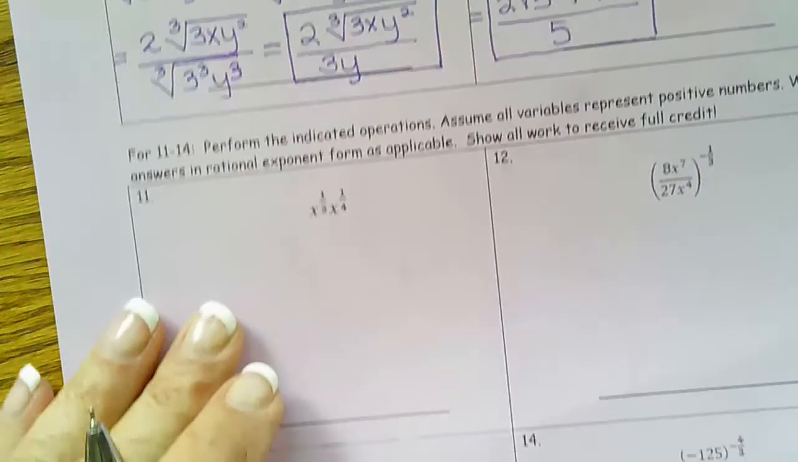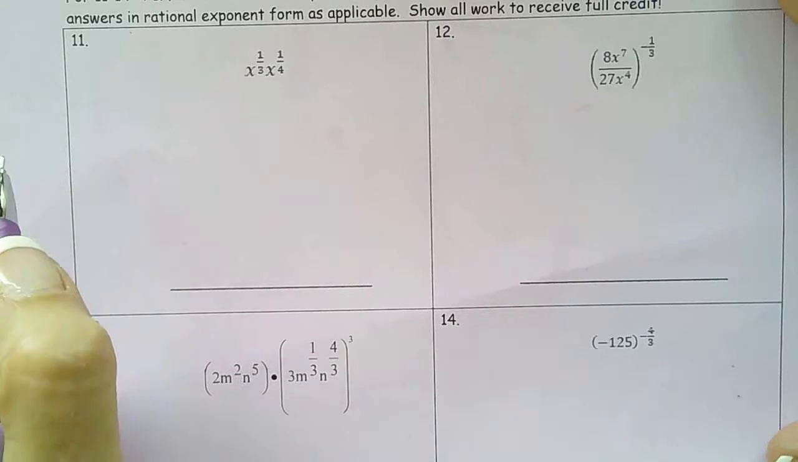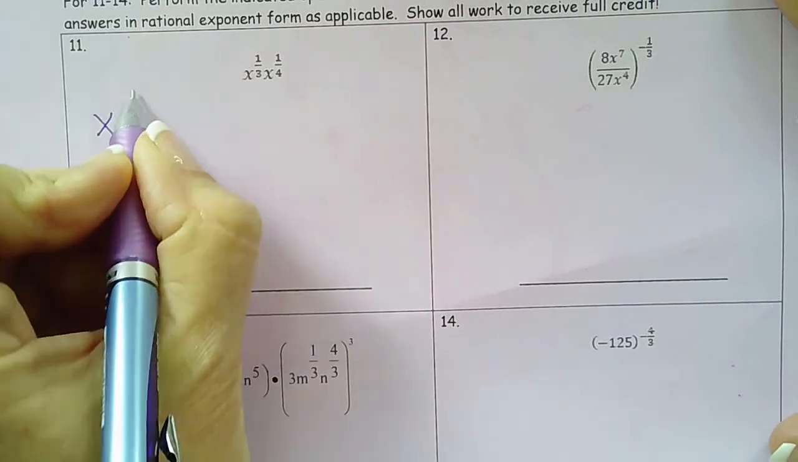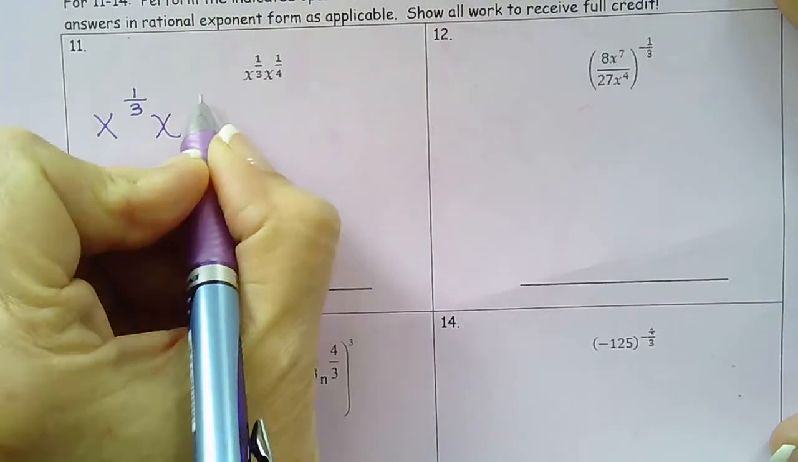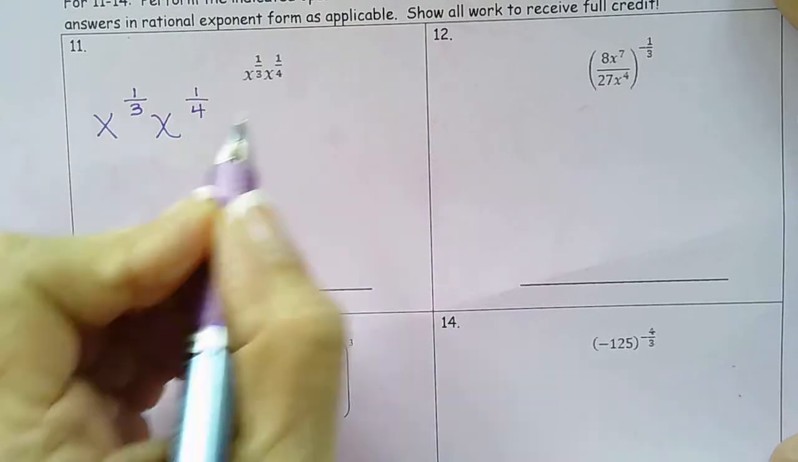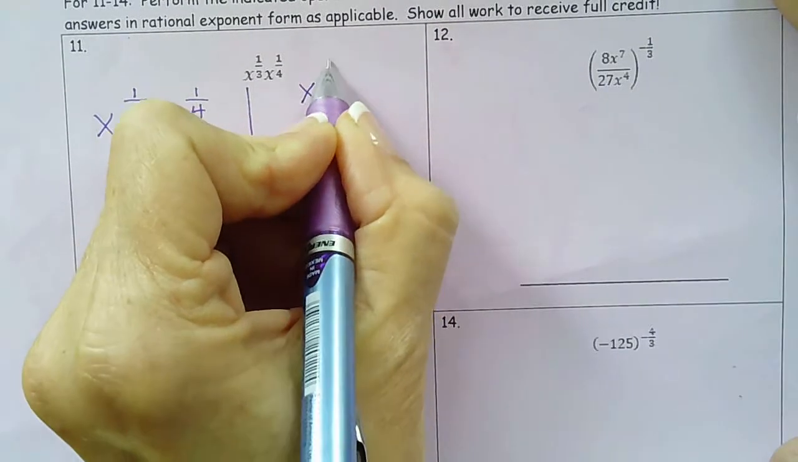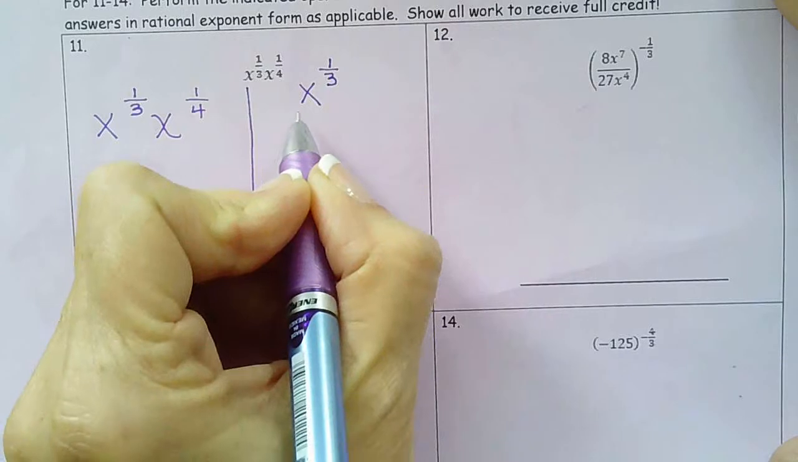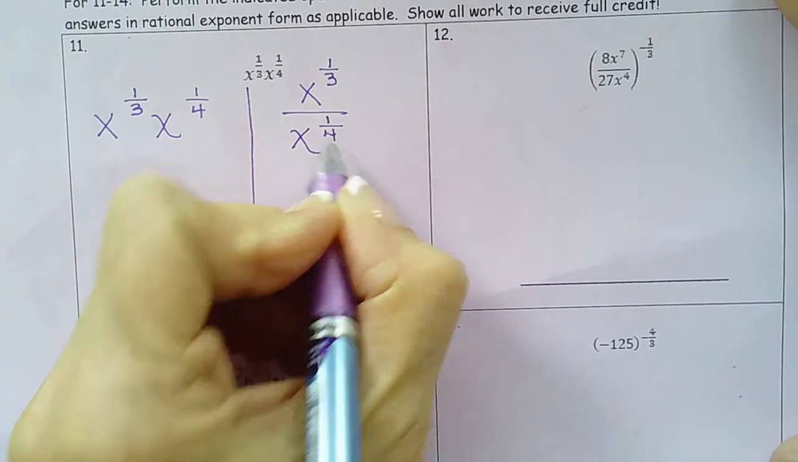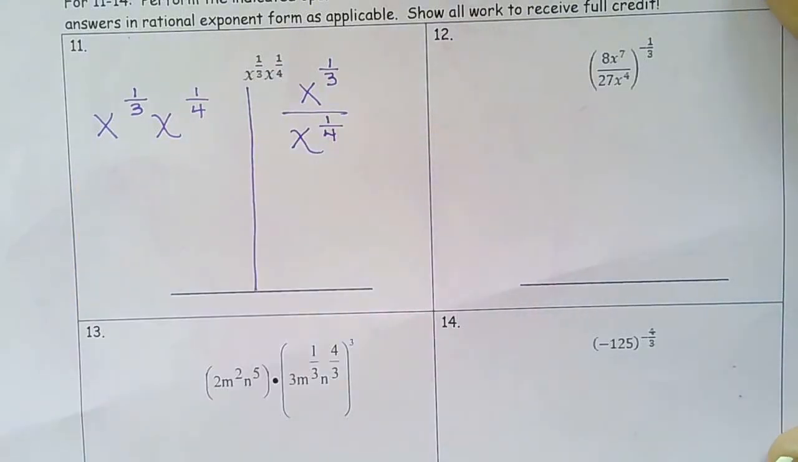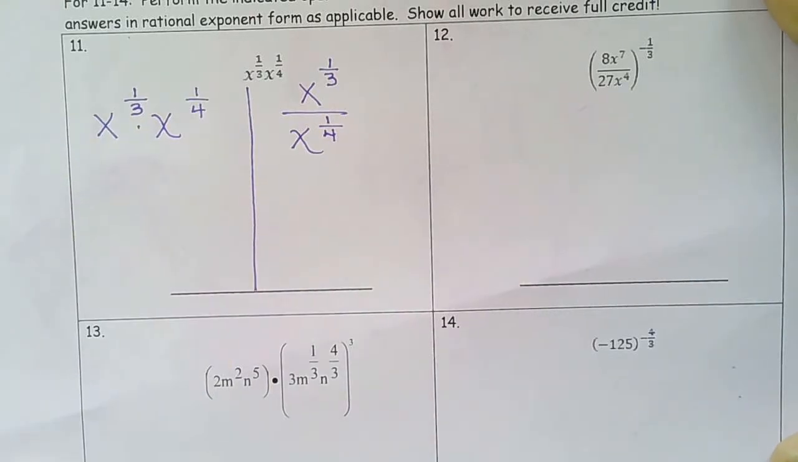Okay, let's move on to number 11. I'm going to do 2 different problems for number 11. I want you to do this one, and I want you to do this one, because I may put one of these on the test, or I may put both of them. And they're both good because they use the exponent rules, and that's all this problem is.